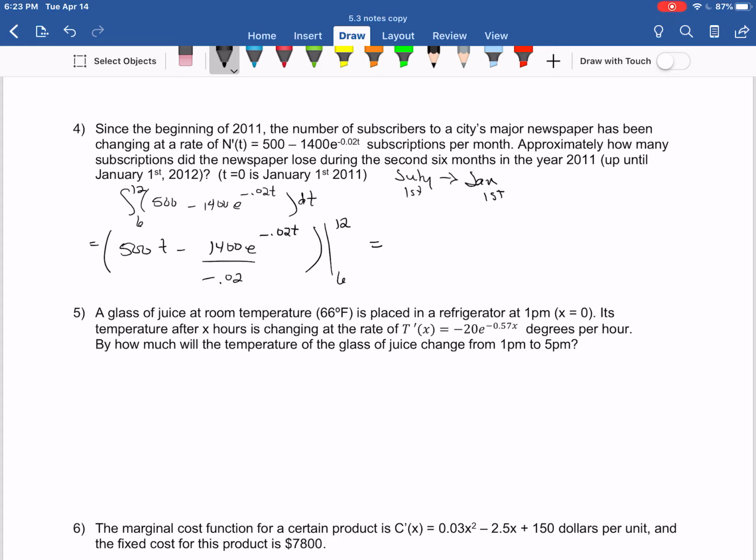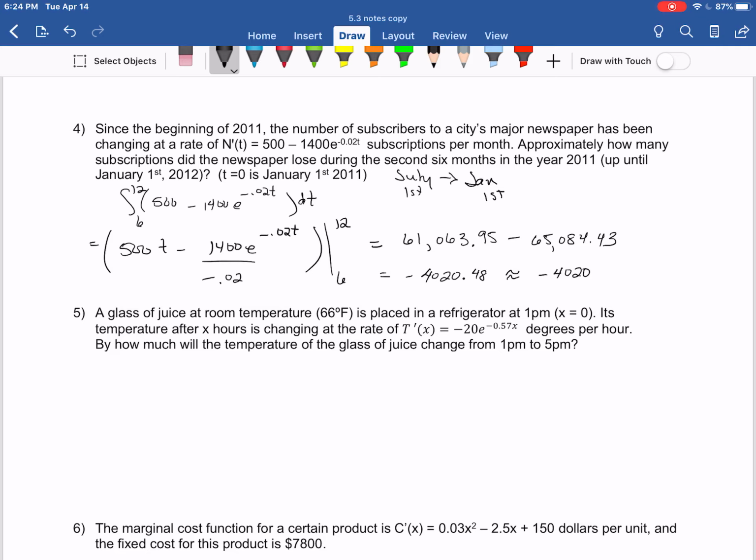I will go ahead and give you a couple of steps in between. We're going to end up getting 61,063.95 for the upper limit. The lower limit is going to give you 65,084.43. When you subtract, you get a negative answer: negative 4,020.48. Call it about negative 4020. Okay, so what does this mean in the context of our problem?